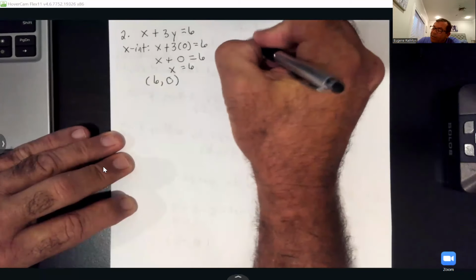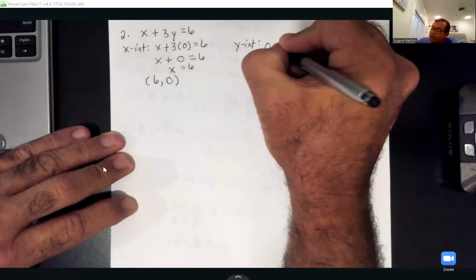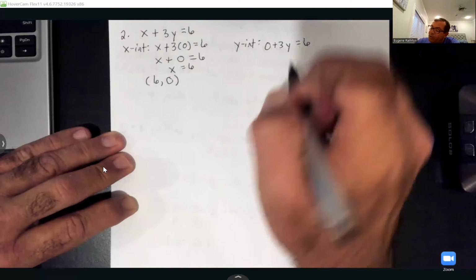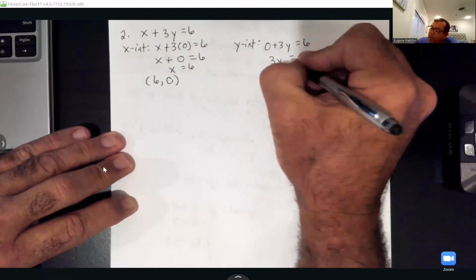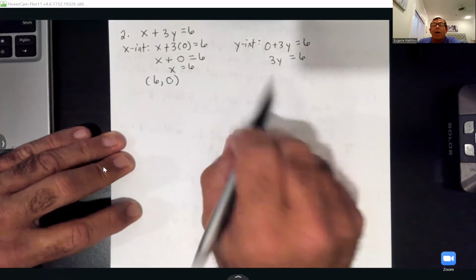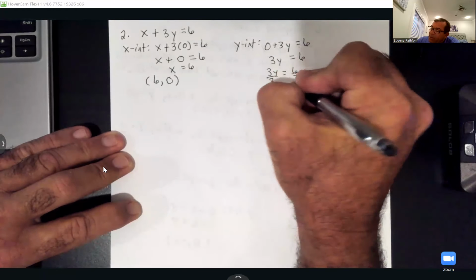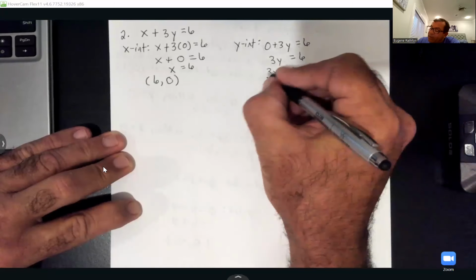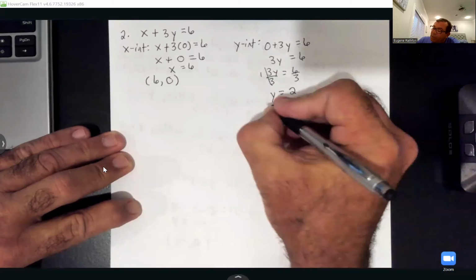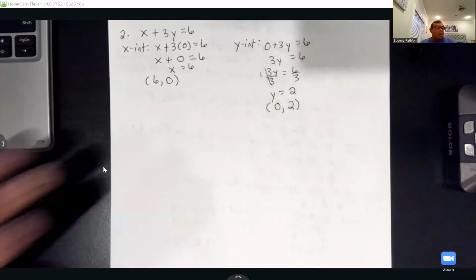Now we find the y-intercept by setting the x equal to 0. So I'm going to have 0 plus 3y equals 6. All right, y'all, 0 plus 3y is 3y equals 6. And remember, since this is being multiplied, I need a 1 in front of the y. So I'm going to divide both sides by 3. So by dividing, you're undoing that multiplication. So that gives me a 1y, and 6 divided by 3 is 2. So the y-intercept would be 0 for the x, 2 for the y.